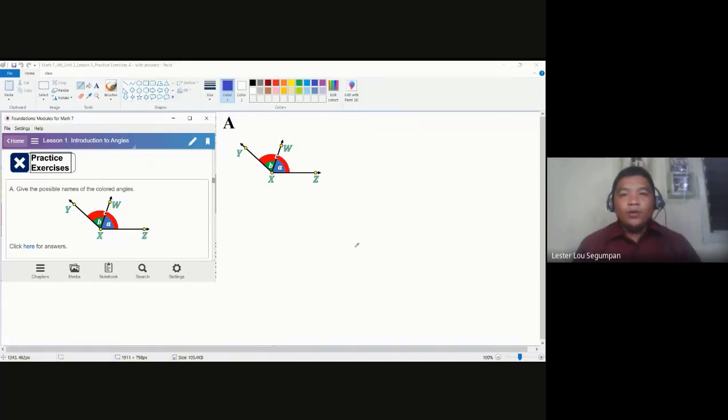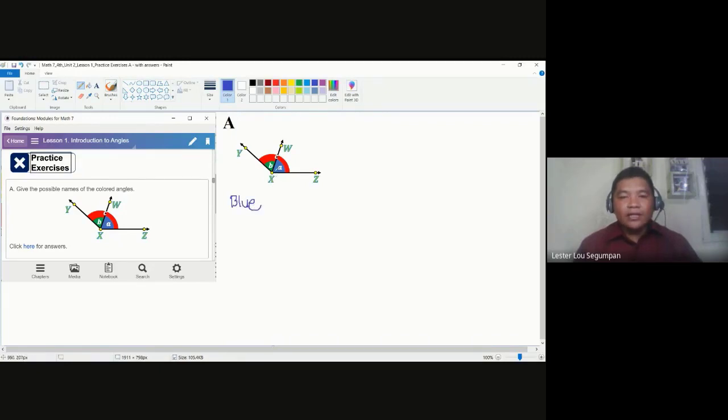Number one, we could use the vertex, the point being shared by the two rays we call the sides of the angle. Second, we could use three different points. And number three, the third way, is to name it using a symbol, a letter, or a number that corresponds to the given angle. Let's try to name the possible names of angles here depending on what color we are going to talk about. Let's talk about this blue colored angle first.